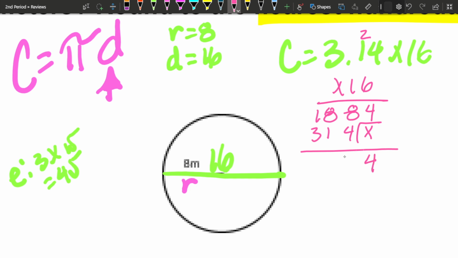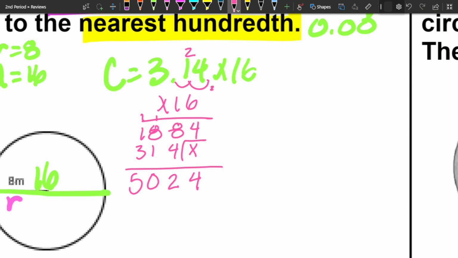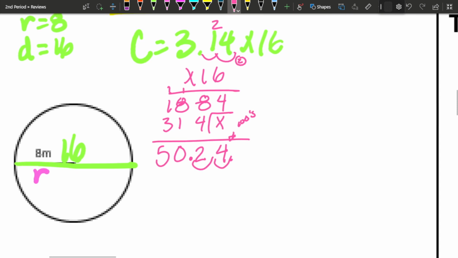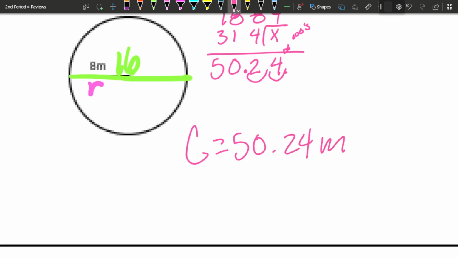So this is just 4. This is 12. Carry the 1. This is 10. Carry the 1. And this is 5. However, how many decimal places do I have in here? 2. Do I have any on the bottom? No. So total from here, 1, 2. 50.24. The 4 is already on the hundredths place, so I do not need to round anything. My answer for the circumference will be 50.24 meters. And that's it.